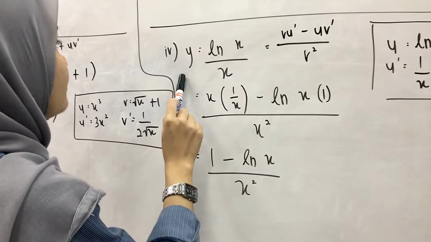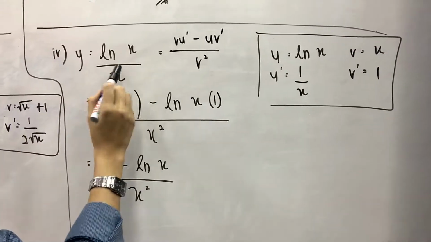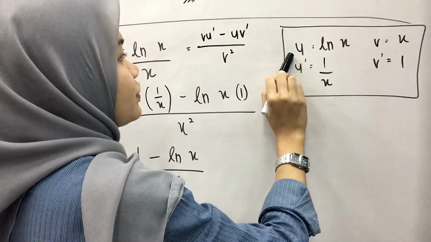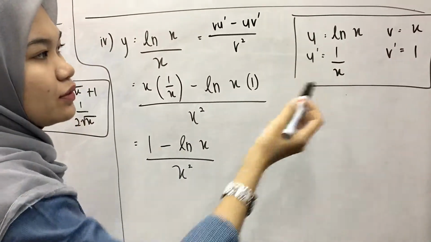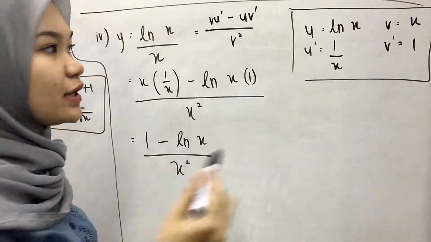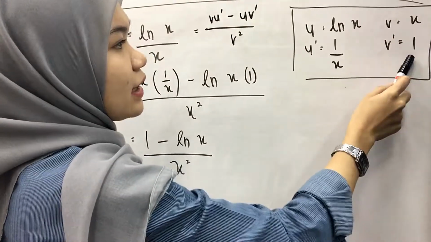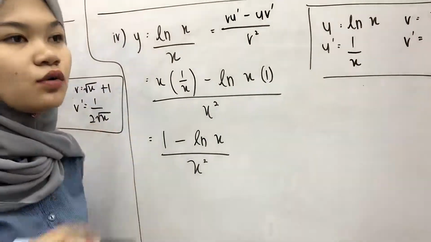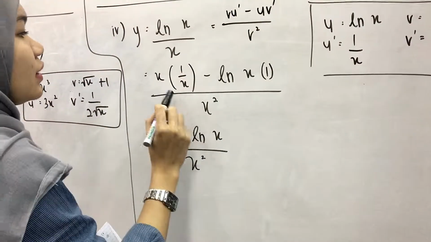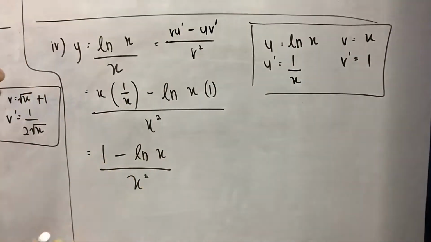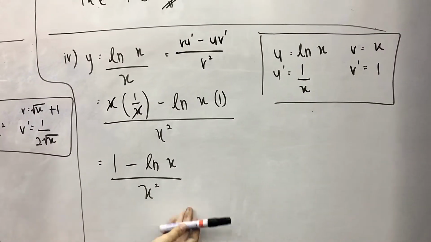For the last question, question 3a, I have y equals ln x over x. I take u as ln x and v as x. As we know, the derivative of ln x is 1 over x, and for v prime, the derivative of x is 1. For this question I use the quotient rule, which is (u prime v minus u v prime) over v to the power of 2. I substitute into this formula, and I just cancel this off, and I am left with this answer for my last question.